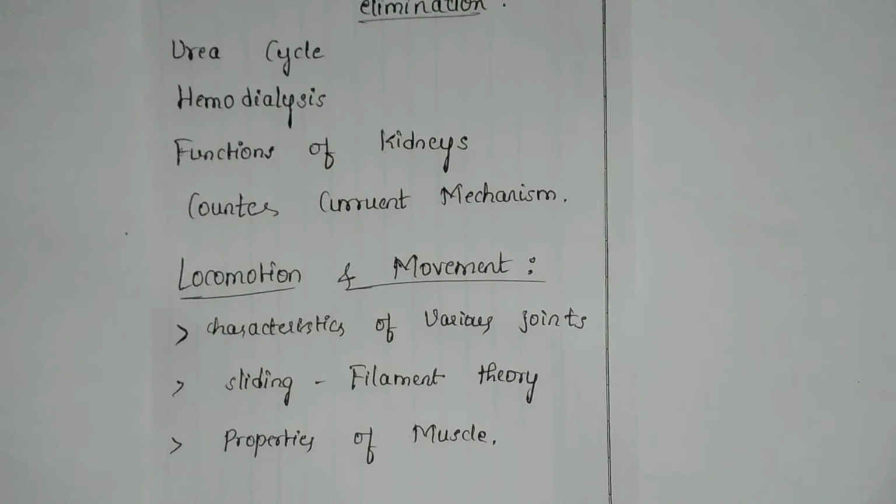Next lesson, excretory products and their elimination. Urea cycle, hemodialysis, function of kidneys, countercurrent mechanism, and in locomotion and movement chapter, characteristics of various joints, sliding filament theory, which is given in a small way but we will learn in detail, and properties of muscles.